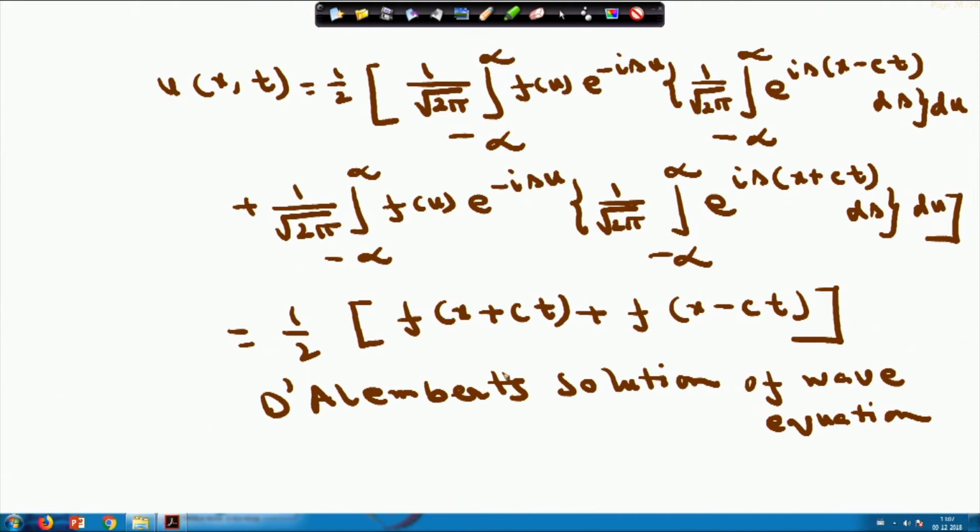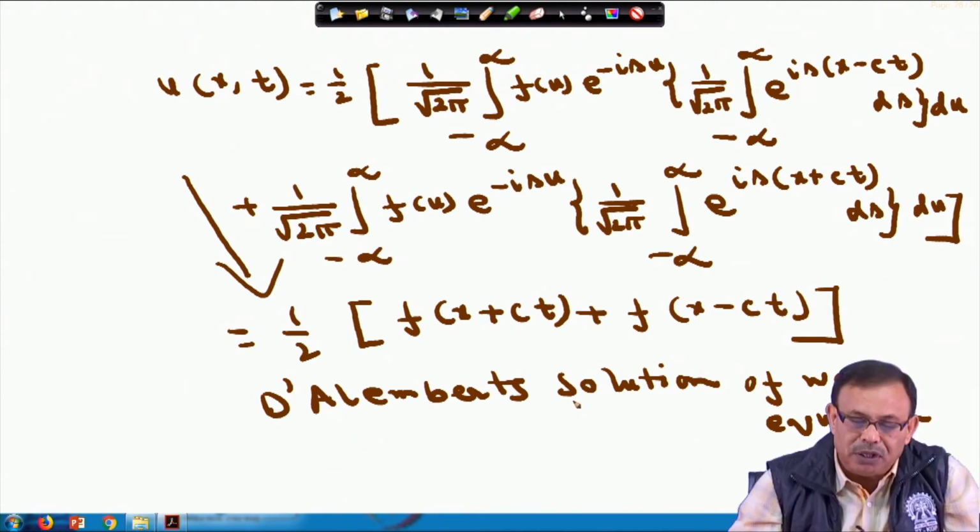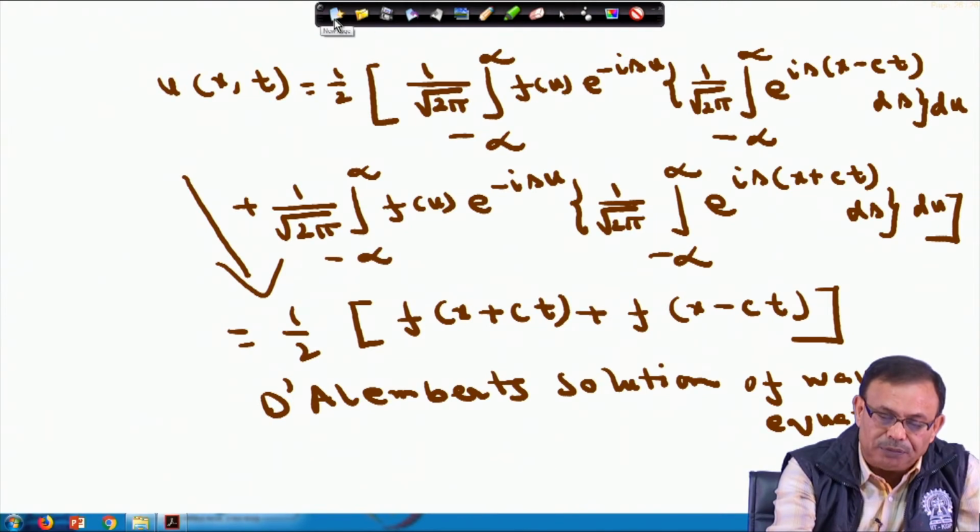This type of solution, half of f of x plus c t plus half of f of x minus c t, is known as D'Alembert's solution of the wave equation. Therefore, for the wave equation, if I have the equation of that type, u(x,t) will become half into this thing, and this we have written; I am not showing you due to the time constraint. This I can obtain using the Fourier integral formula.